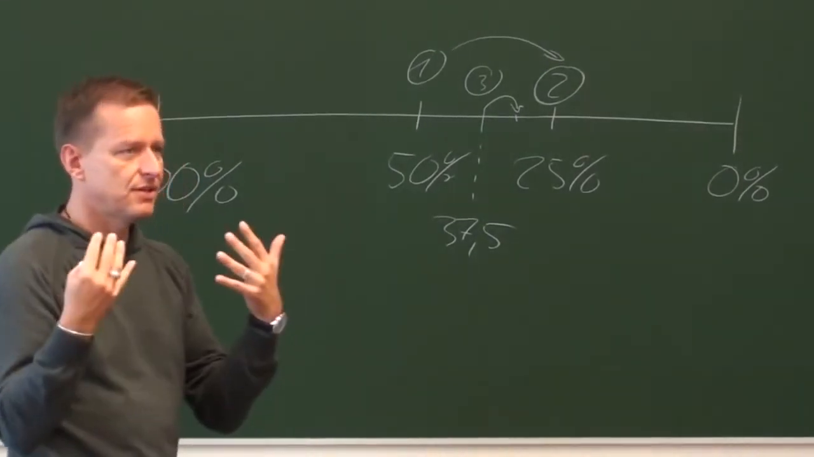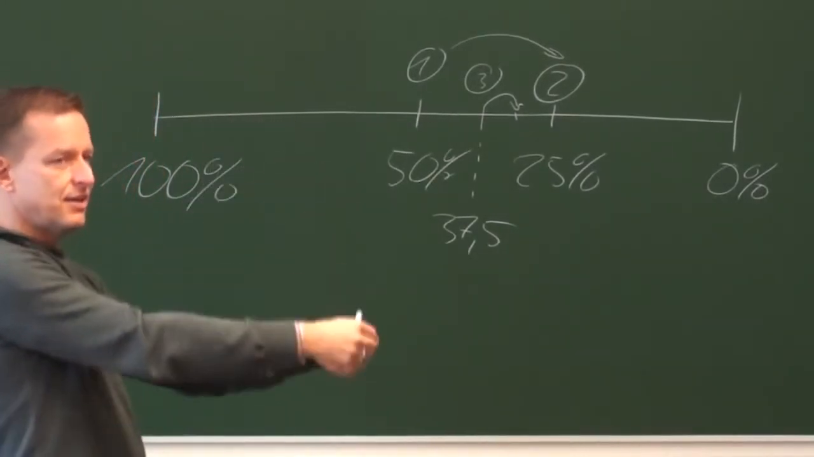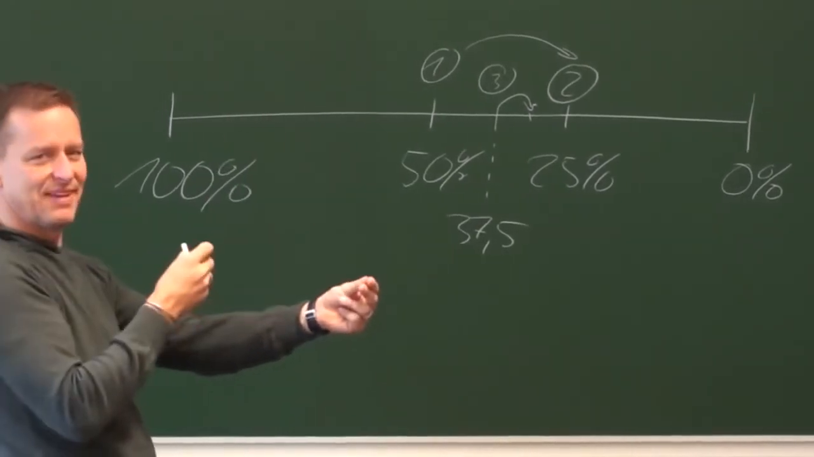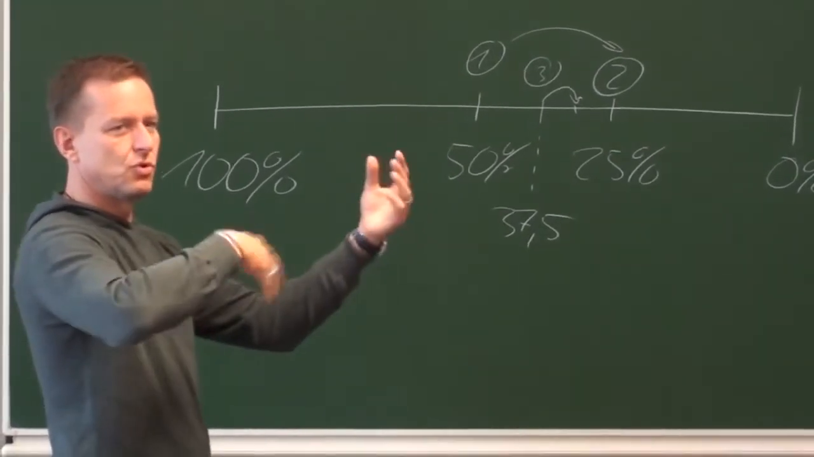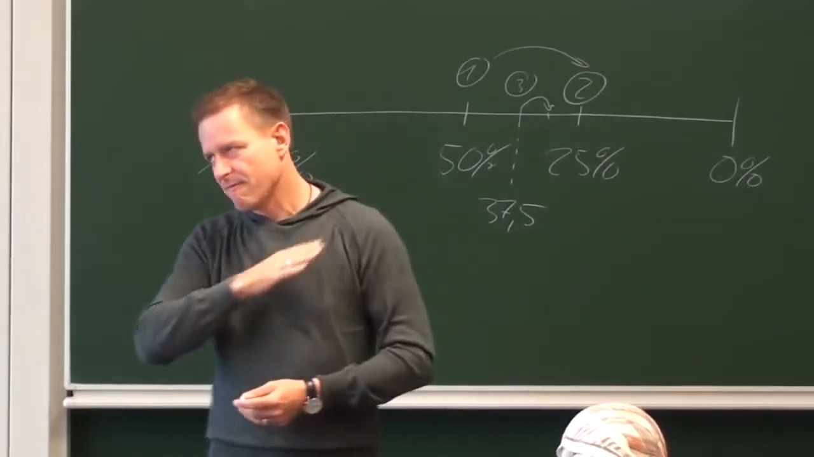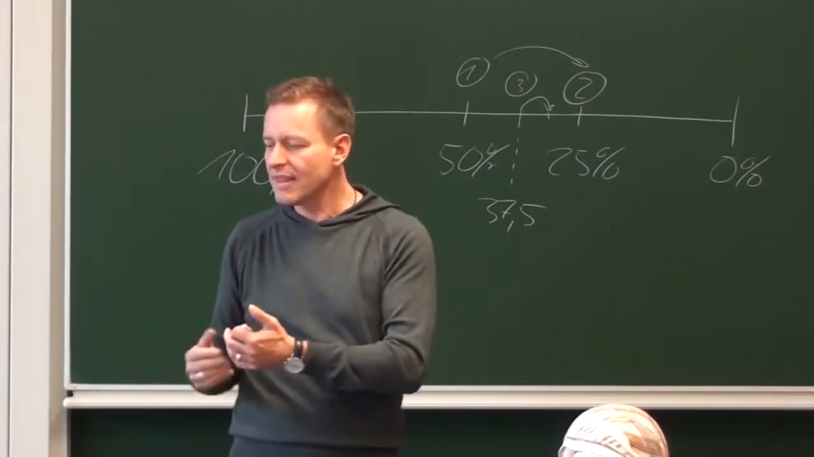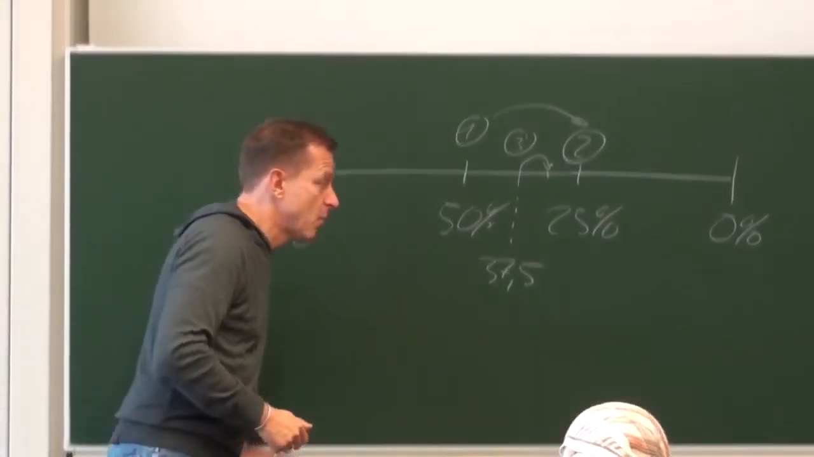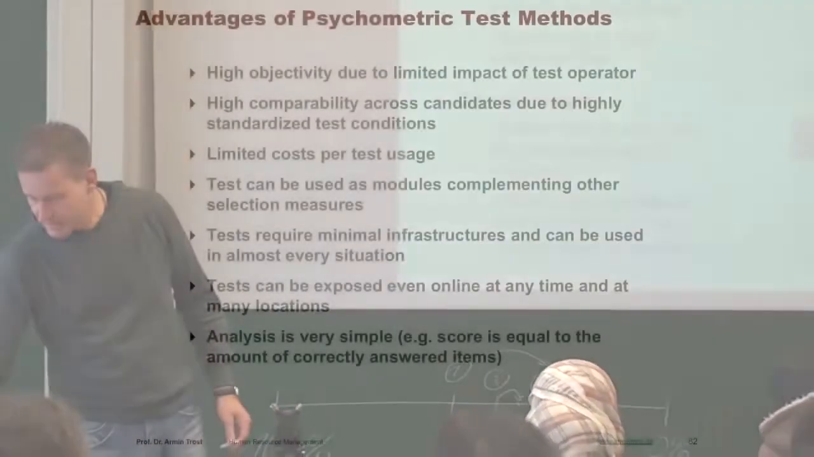Adaptive item presentation means that the presentation of the next item depends on whether you did right or wrong on the previous item. That means adaptive. The test adapts to your response. That's really powerful, right? Because with very few items, you come to the point. That's the biggest advantage. Of course there are some more advantages of tests, as I show in the next slide.